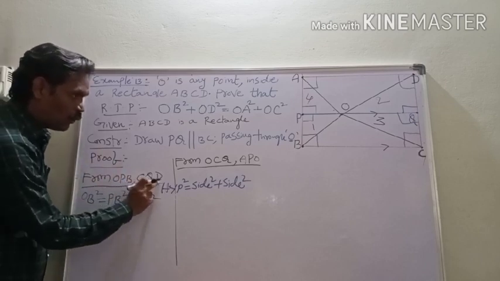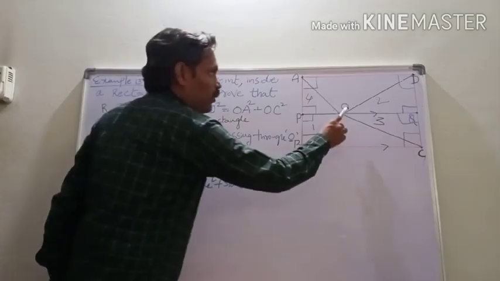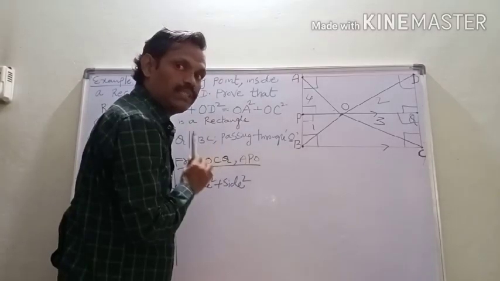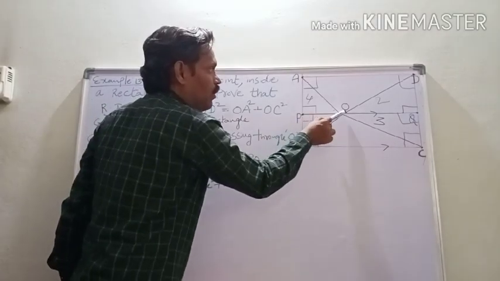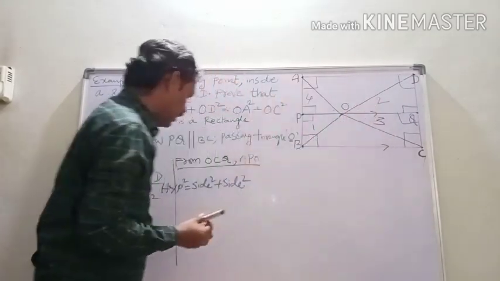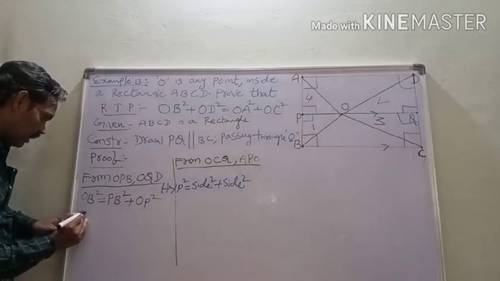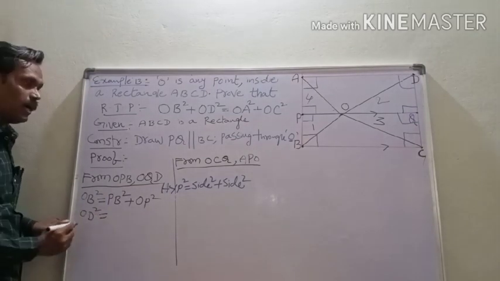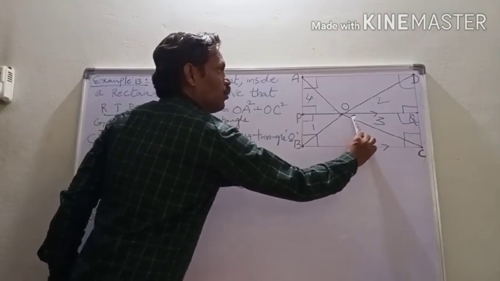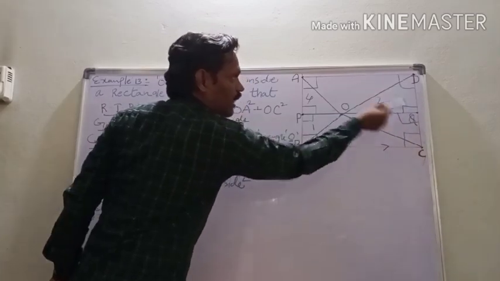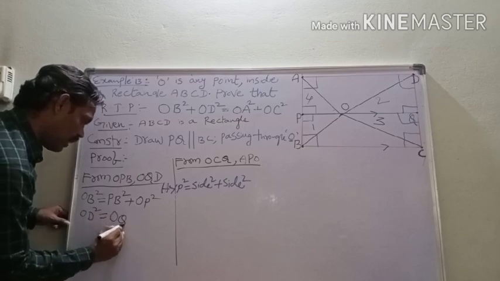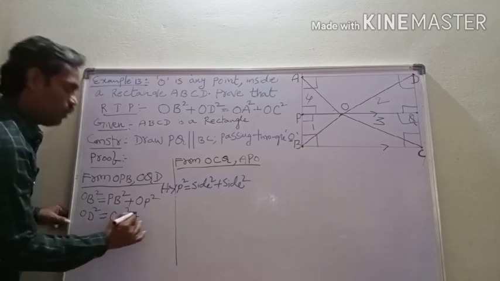Now come to the second right angle triangle, OQD. In this right angle triangle, what is the hypotenuse? The hypotenuse is OD, because it is the side opposite to the right angle. Therefore you have to write OD square is equal to side square plus side square. What are the other 2 sides? This is OQ and DQ. Therefore you can write OQ square plus QD square.